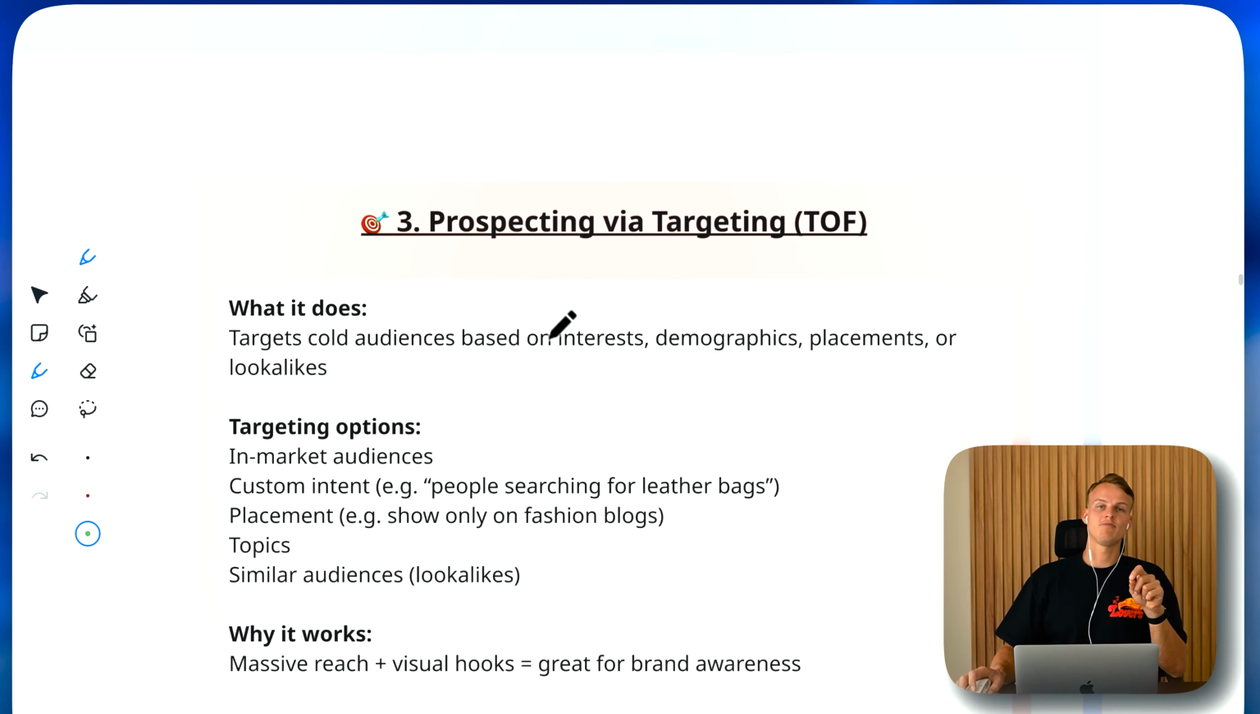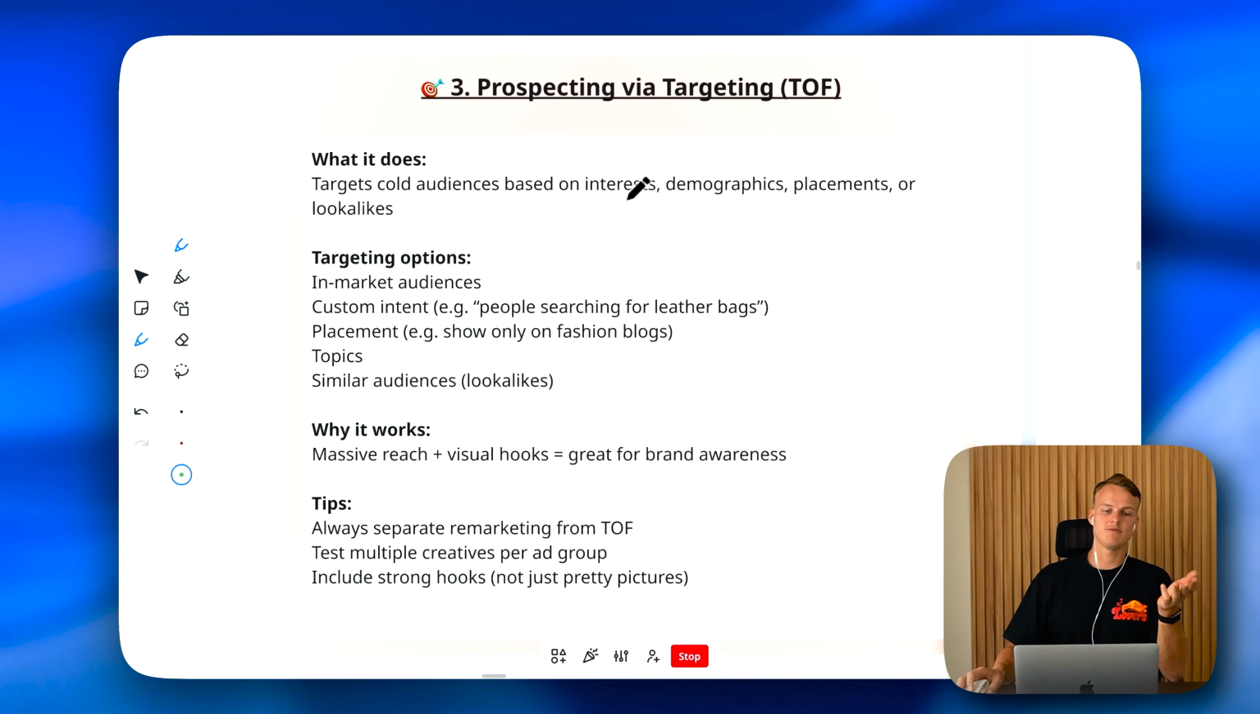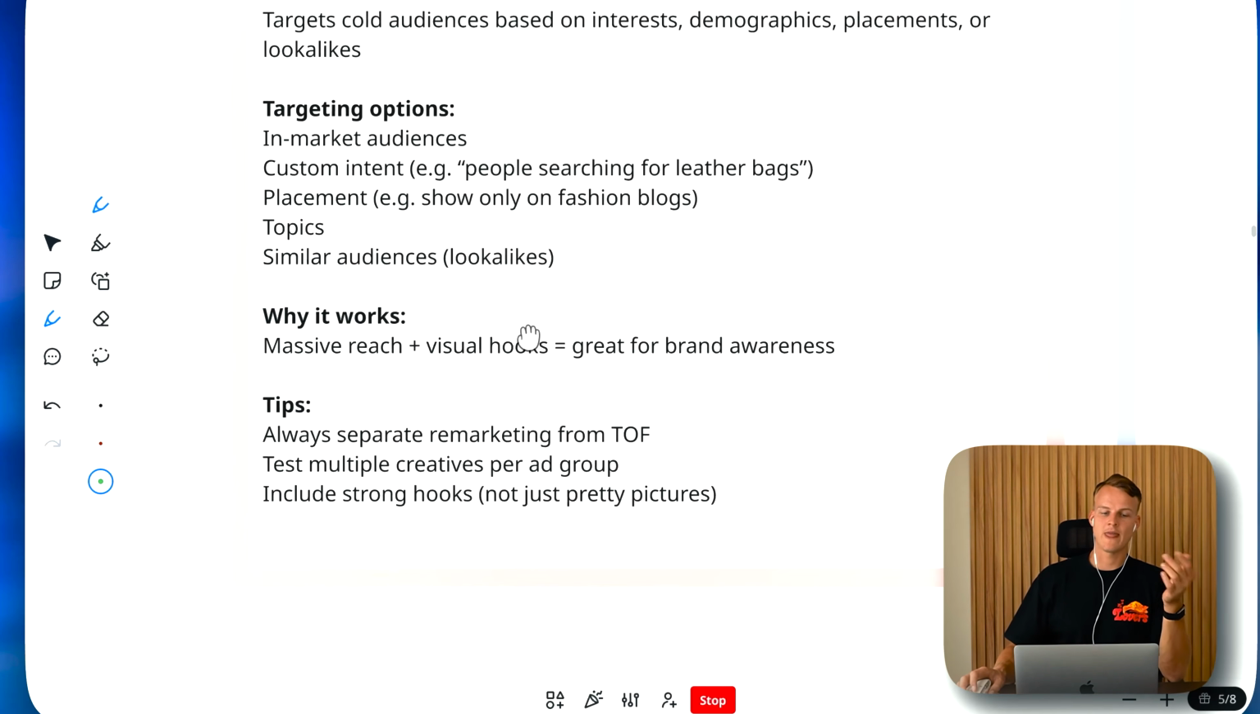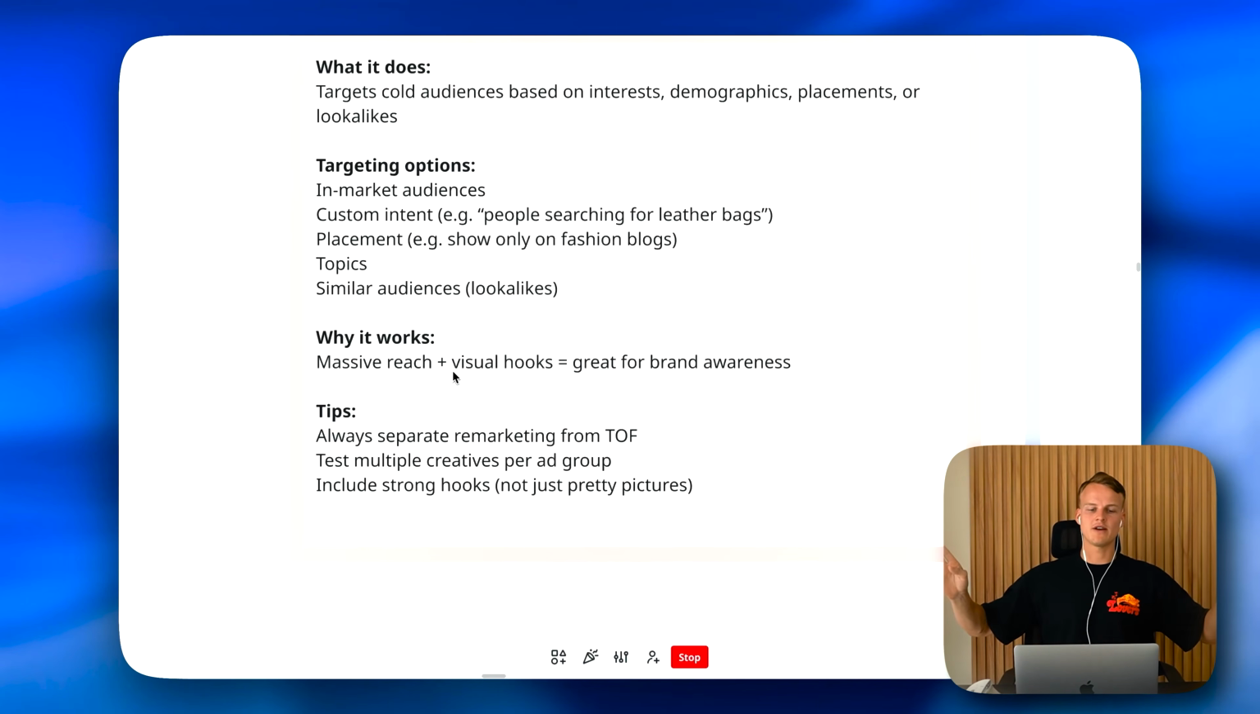When it comes to prospecting, we can use display for a top of funnel campaign type as well. So what it does, it targets cold audiences based on interest, demographic, placements, or lookalikes. And the targeting options are in-market audiences, custom intent, placements, topics, or similar audiences, right? Why it works is you have massive reach, so you get a lot of brand awareness. Maybe somebody is going to look for your brand afterwards, so you see a brand uplift.